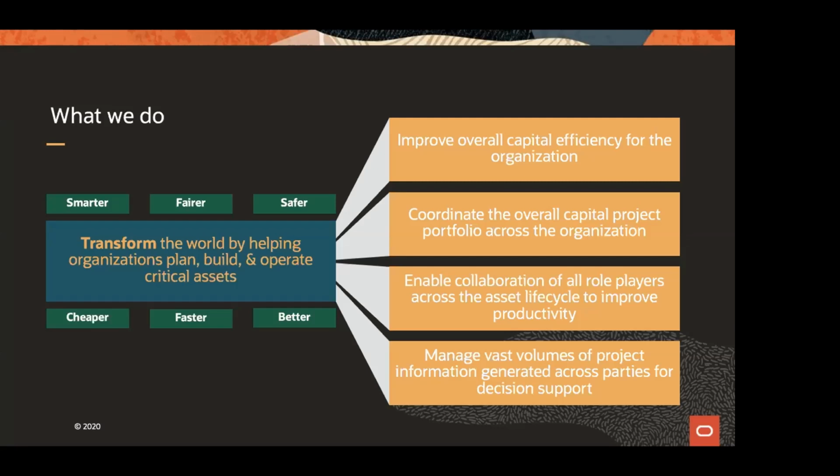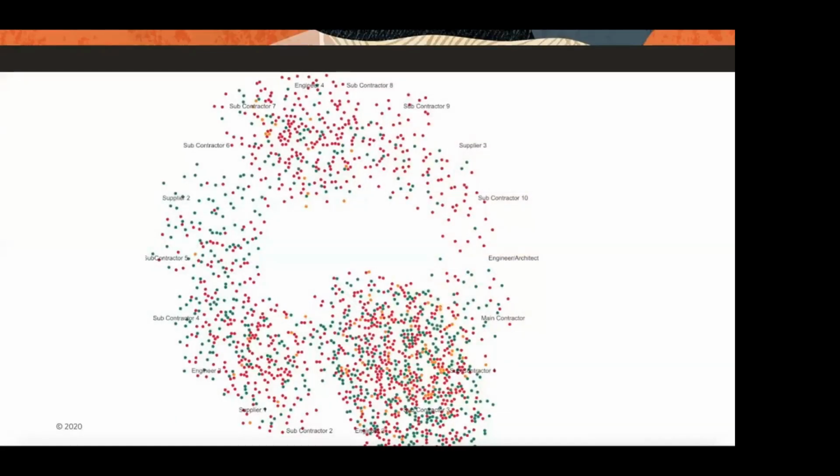So overall, we've got 4 objectives there. To improve capital efficiency for the organization. That means plan better, select better, execute better. Help organizations with their overall capital projects portfolio. Enable all the role players across the life cycle of the project. And really help organizations to manage vast volumes of data that's being generated across the life cycle.